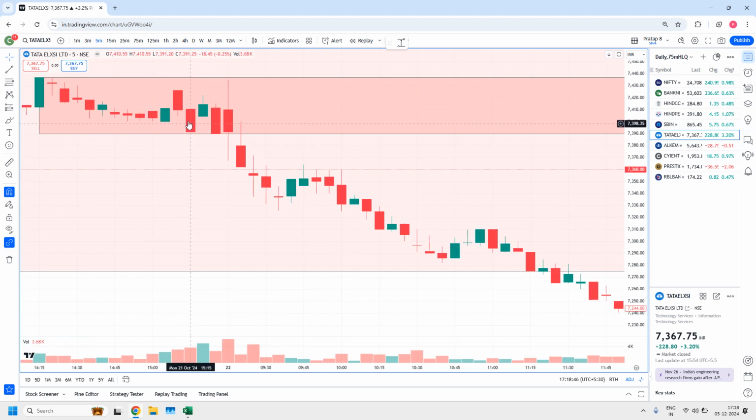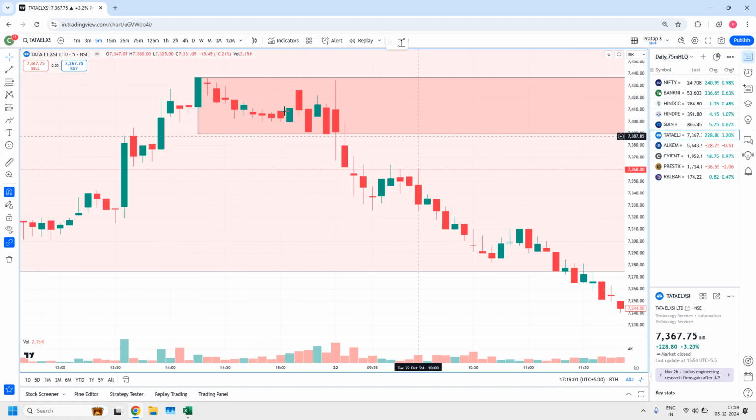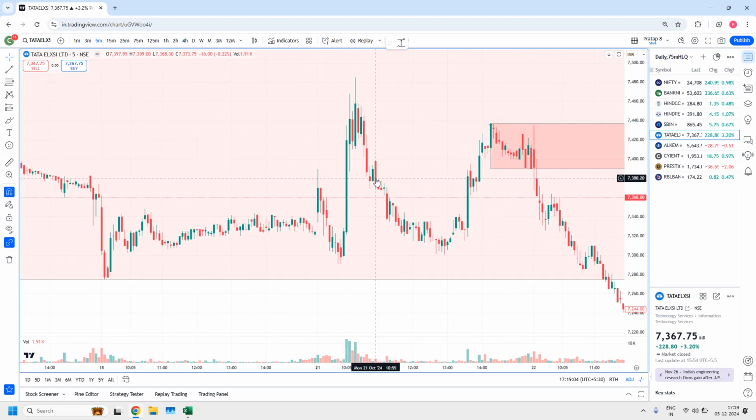See here you have a drop, base, drop. Again another drop, failed ERC. Again another drop, in between no base candles. So this structure will be easily violated, a very bad structure. So this is the reason why I didn't plan.